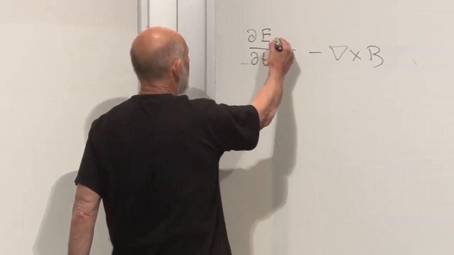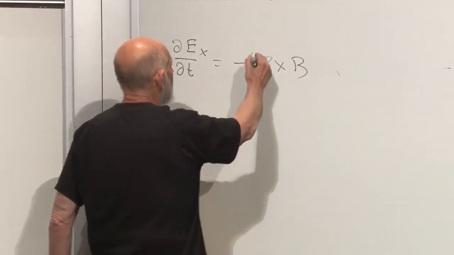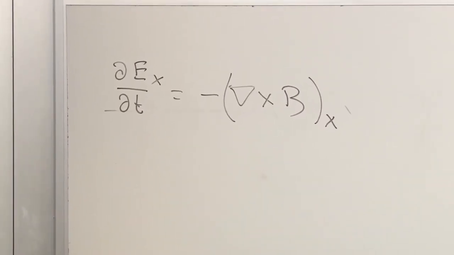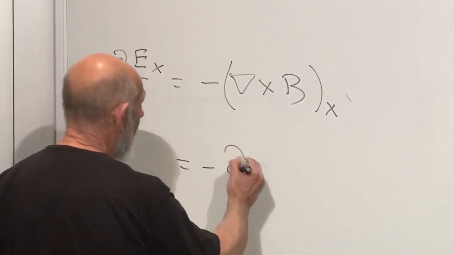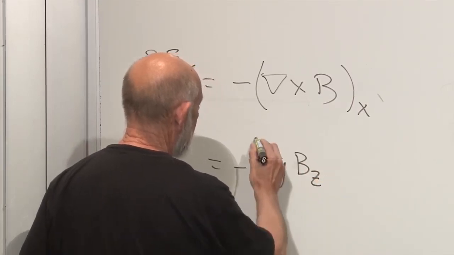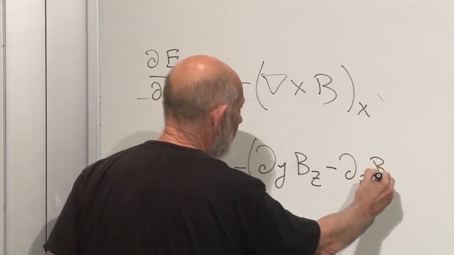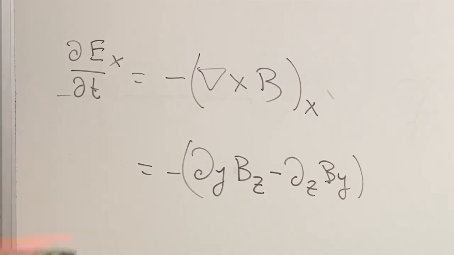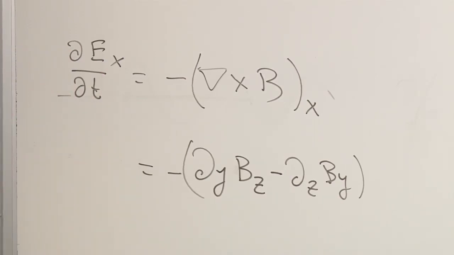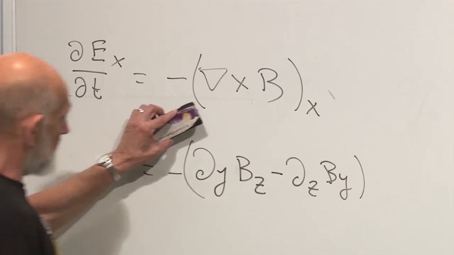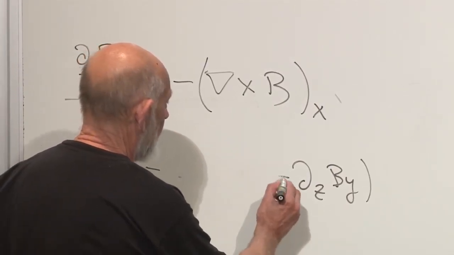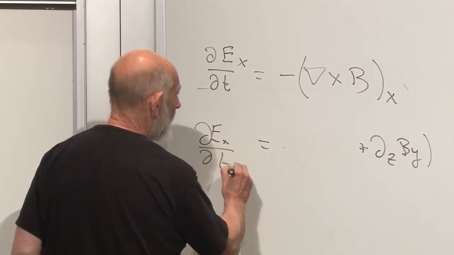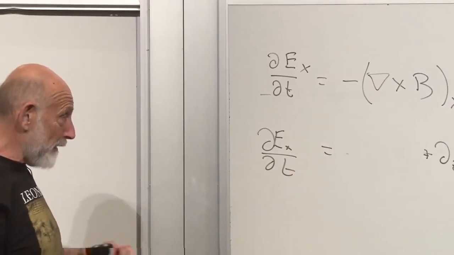First of all, the x component. The dEx/dt is the x component of minus del cross B. What's the x component of del cross B? That's equal to dy Bz minus dz By. All right, so now we have an equation relating dEx/dt to Bz and By. But Bz is 0. We've already said Bz is 0. So we get rid of this, and we just get plus. The dEx/dt is the dBy/dz.